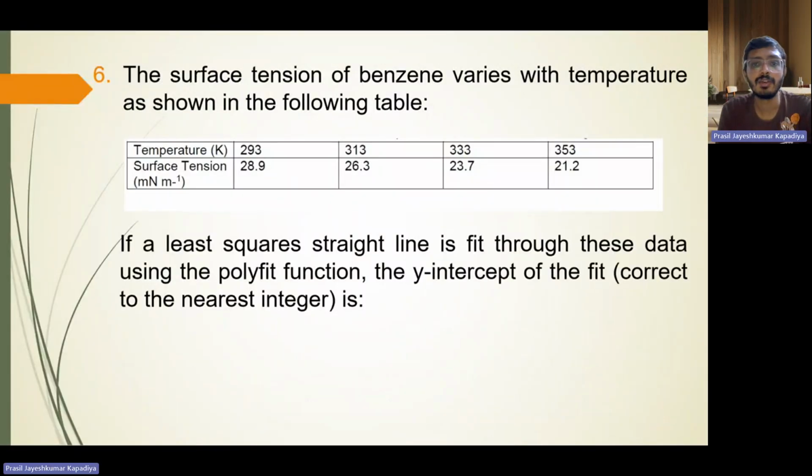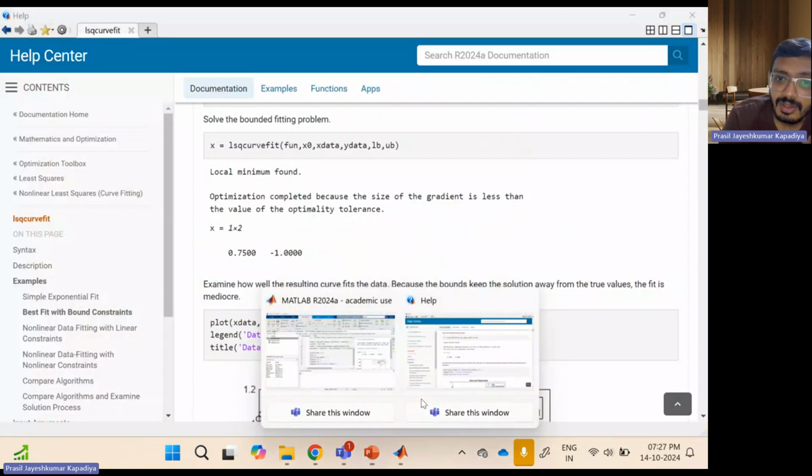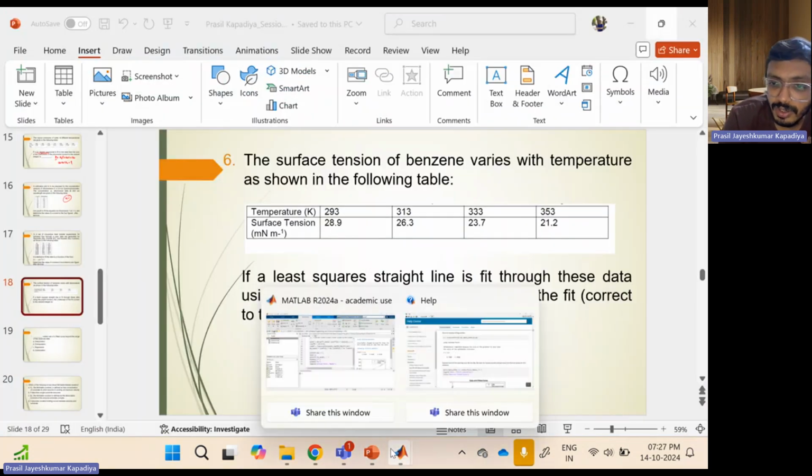The surface tension of benzene varies with temperature as shown in the following table. Temperature is given and surface tension is given. If a least square straight line is fit through this data using polyfit function, what is the y-intercept? So we are supposed to use polyfit function and a straight line. So what does this straight line mean? That order is 1. Degree is 1, sorry. So I will close this because it's not required.